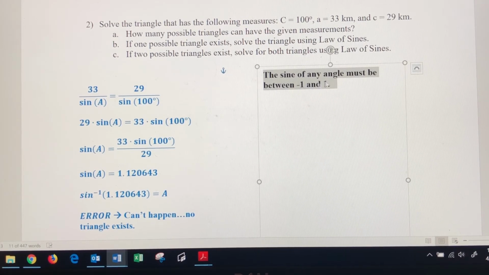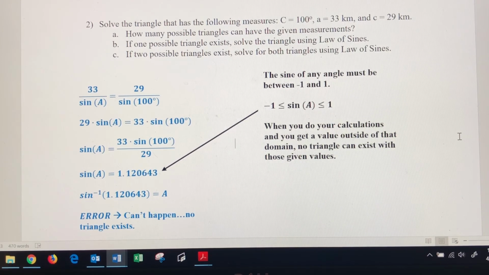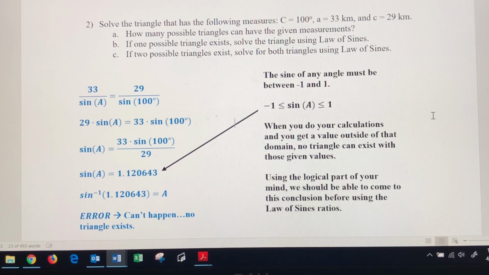The sine of any angle must be between -1 and +1, inclusive. That includes -1 and +1. As an inequality, we would write it like this: the sine of A always has to be between -1 and 1 inclusive. Well, this value is outside of this domain. That's why this is an error. So when you do your calculations and you get a value outside of that domain, that means no triangle can exist.